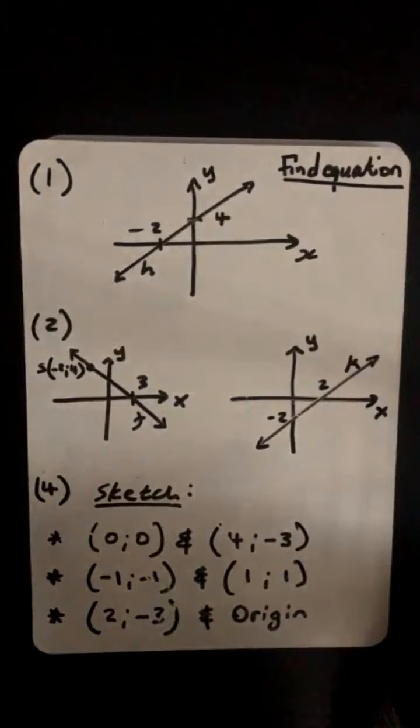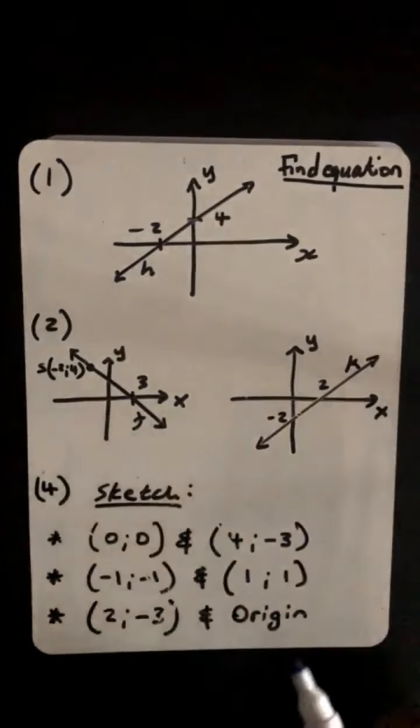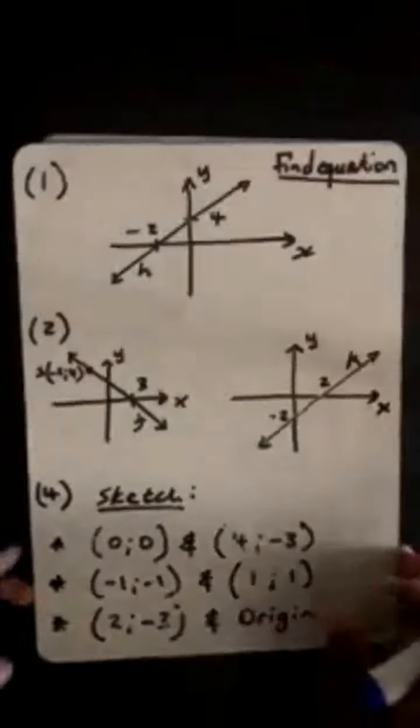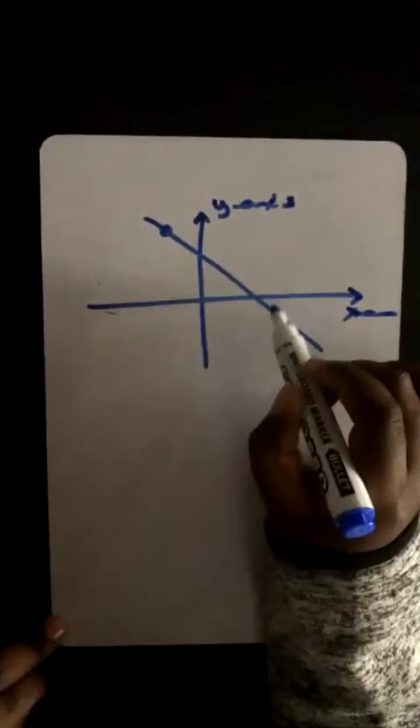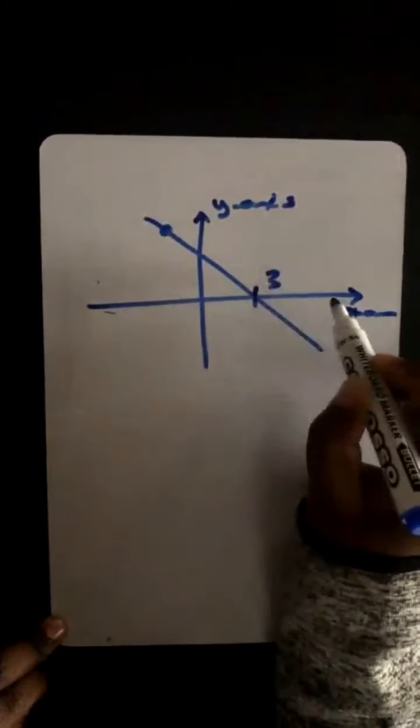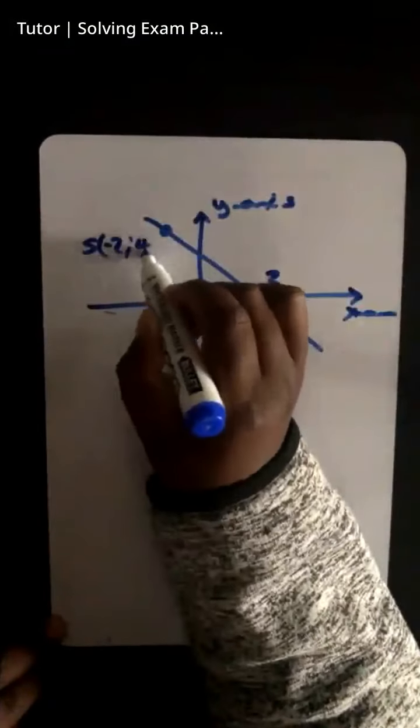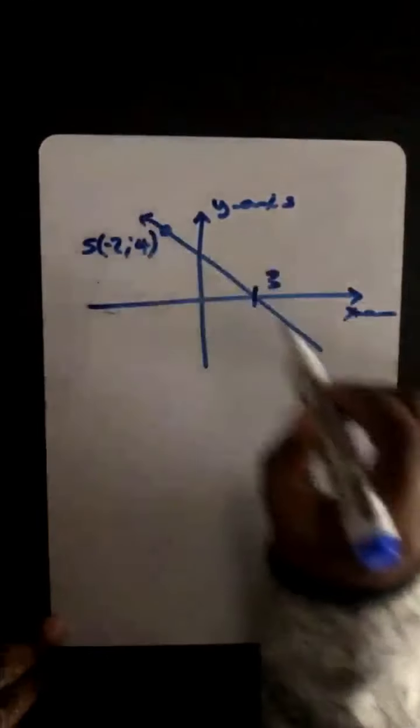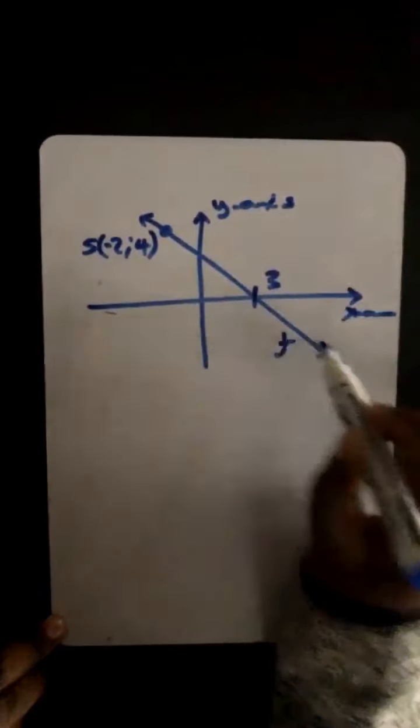So let me just quickly redraw all of that. The first one is, we've got a point there. This is the y axis, this is the x axis. Then we've got there, it's 3. We have a point S there, it's -2 and 4. And they say this is the graph of f.